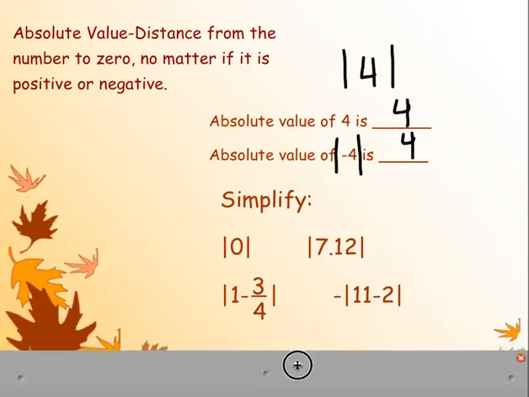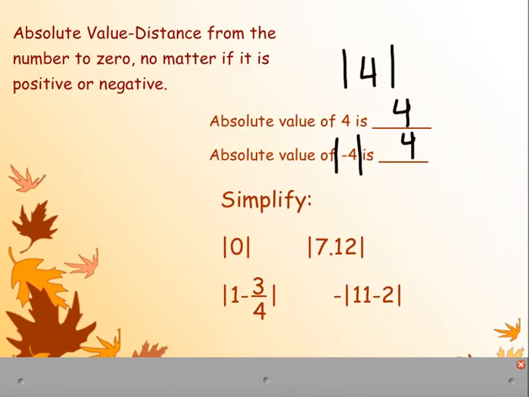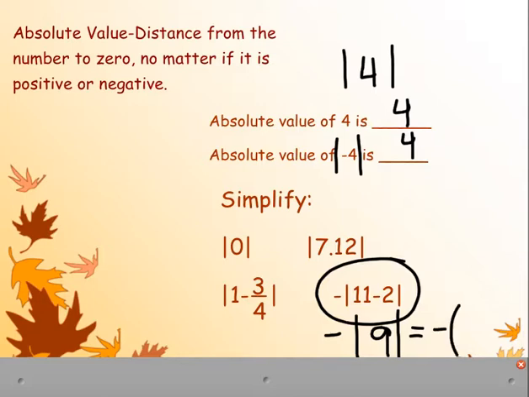That doesn't mean that an absolute value problem won't ever come out negative, because if we look at an example like this, okay, negative the absolute value of 11 minus 2, that negative sign is outside of the absolute value. First, we must do the absolute value. So the absolute value of 11 minus 2 is really just the absolute value of 9. And then that minus sign stays out, and that's 9 as our absolute value. So truly, we just have an answer of negative 9.